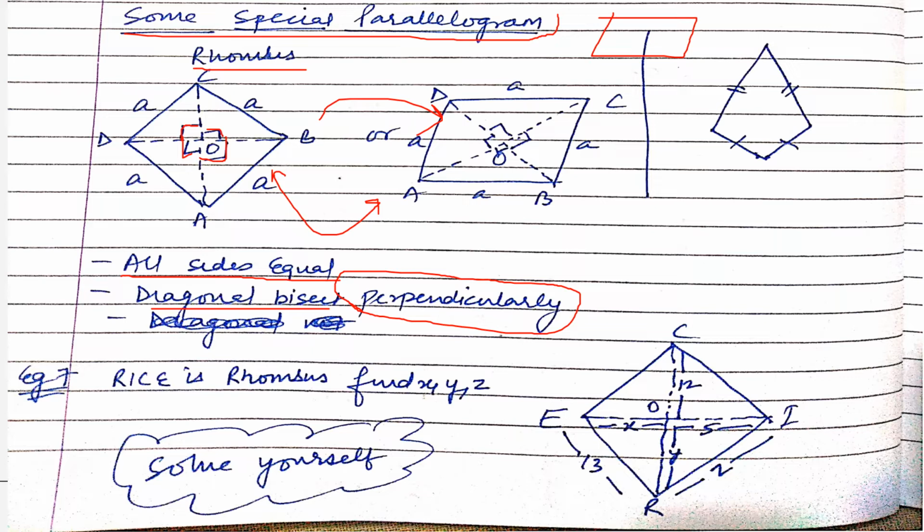That is a rhombus. This is an example of, do you remember this thing? Yes, it is a kite. In a kite, we have adjacent sides equal like this. Okay.